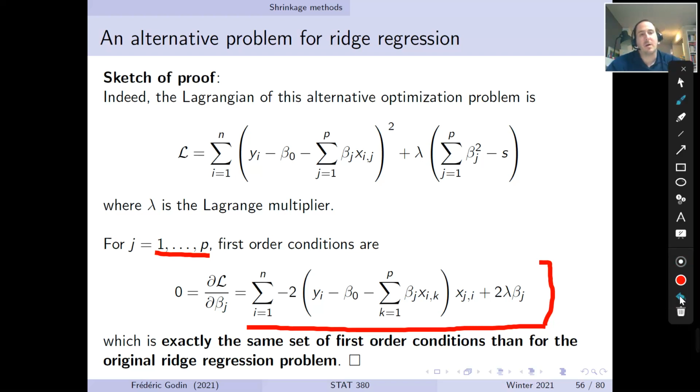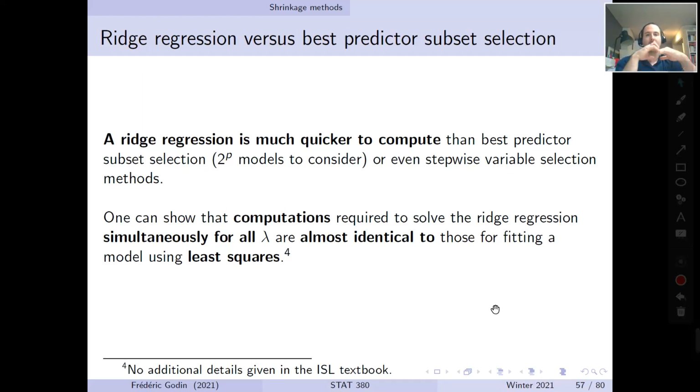Both the original problem, which has a penalty term for the betas, and the second problem, which has instead a constraint on the sum of squared betas, lead to the same system of equations and their solution, so they lead exactly to the same solution. Okay, so this gives two different ways to see ridge regression. It's either a regression where you penalize the betas or a regression where you constrain the betas.